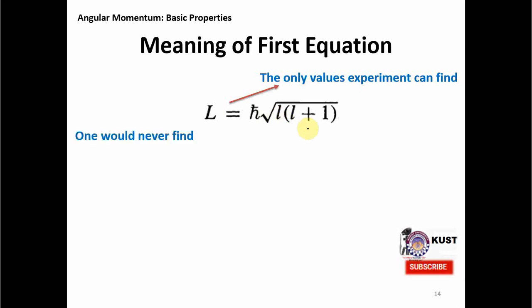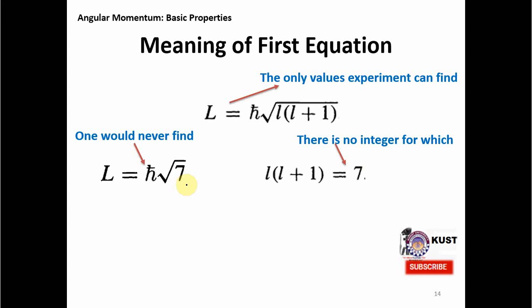For example, one would never find L equal to h bar into the square root of 7. Why? Because there is no integer which gives you 7. If you write this equation, there is no integer for L which gives you this value. You can check it out. For example, try with L equal to 0, you would get 0, not equal to 7. Try with L equal to 2, you would get 2 plus 1 is 3, 3 into 2 is 6, which is not equal to 7, and so on. You try it out, but you will never get any integer which gives 7. So it means that L equal to h bar square root of 7 is not possible.